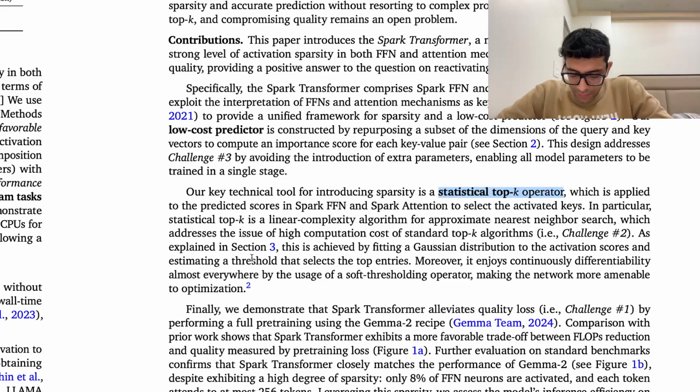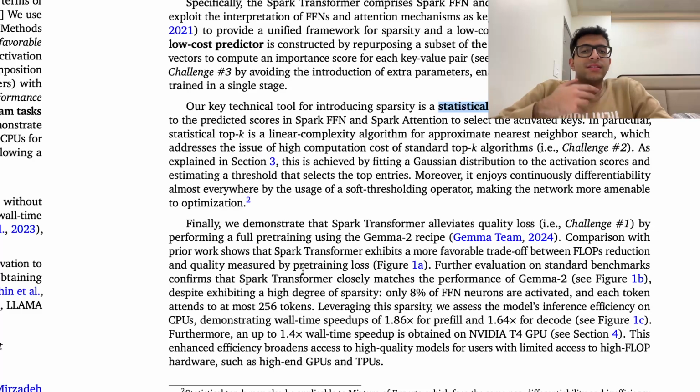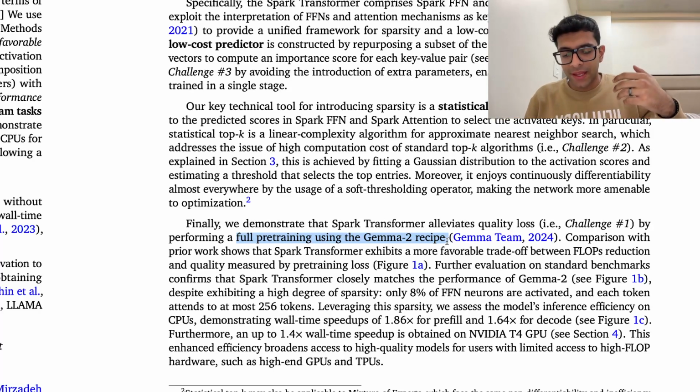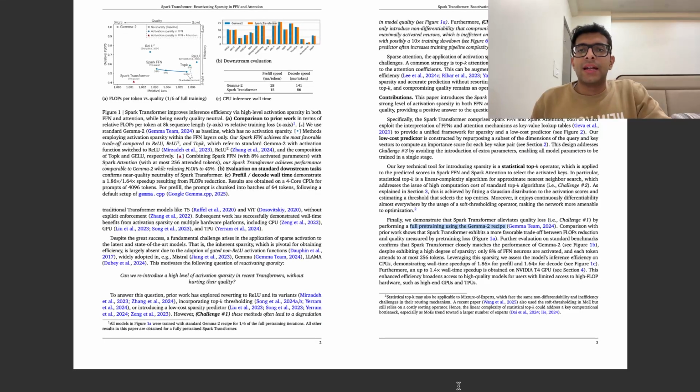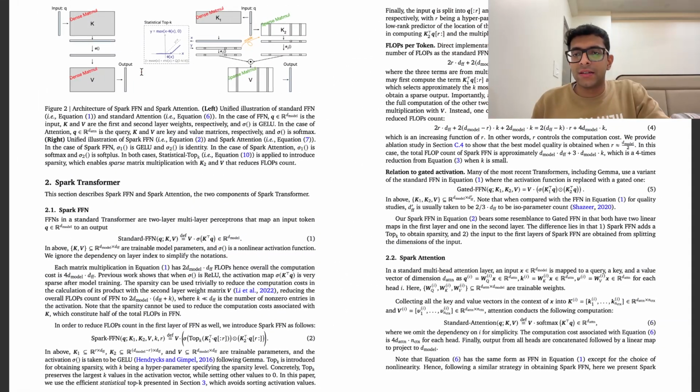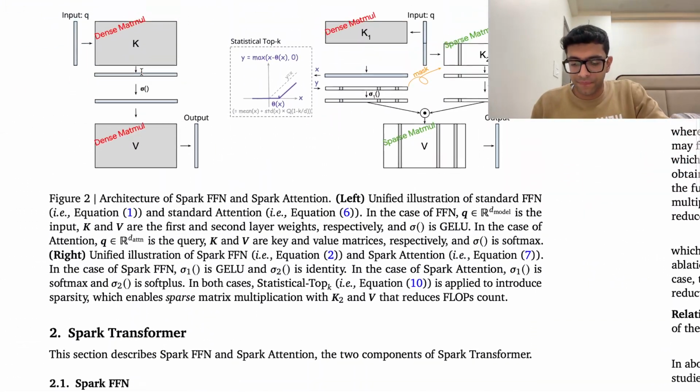But we're going to cover that much more in detail soon. Also, like I said, the Spark transformer itself is fully pre-trained using the Gemma 2 recipe, just to have this basic level of comparison fixated in the start. So let's get on with the actual architecture and the difference that the Spark transformer has in terms of architecture itself.